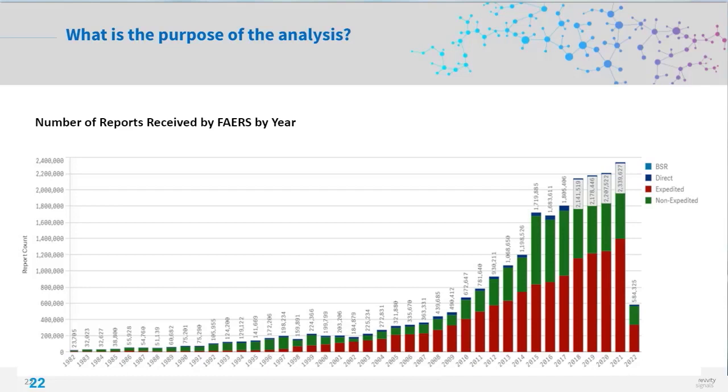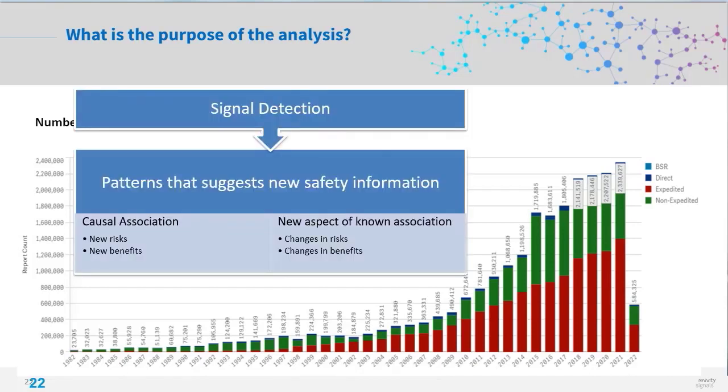So what is signal detection? Signal detection can help pharmacovigilance scientists, drug safety scientists, to recognize patterns out of these large data sets. A signal can be a new potentially causal association, or it can be a new aspect of a known association.